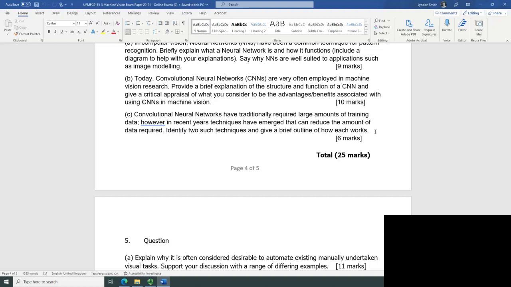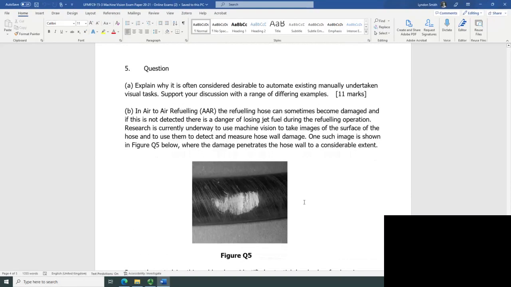So you've got data augmentation and transfer learning, the two most important, I think, on that one. Now this one: explain why it's considered desirable to automate existing manually undertaken visual tasks. Support discussion with a range of different examples. Now, this is stuff you'd be able to think of, really.